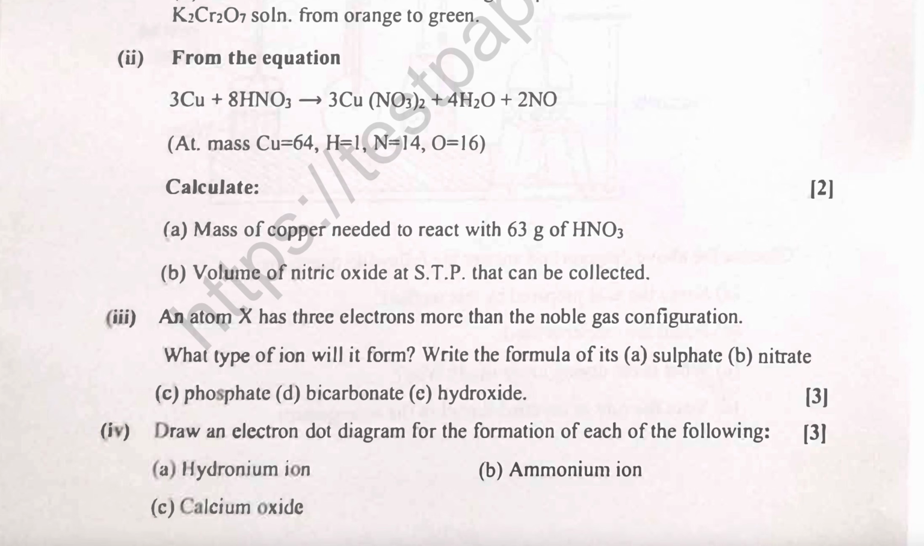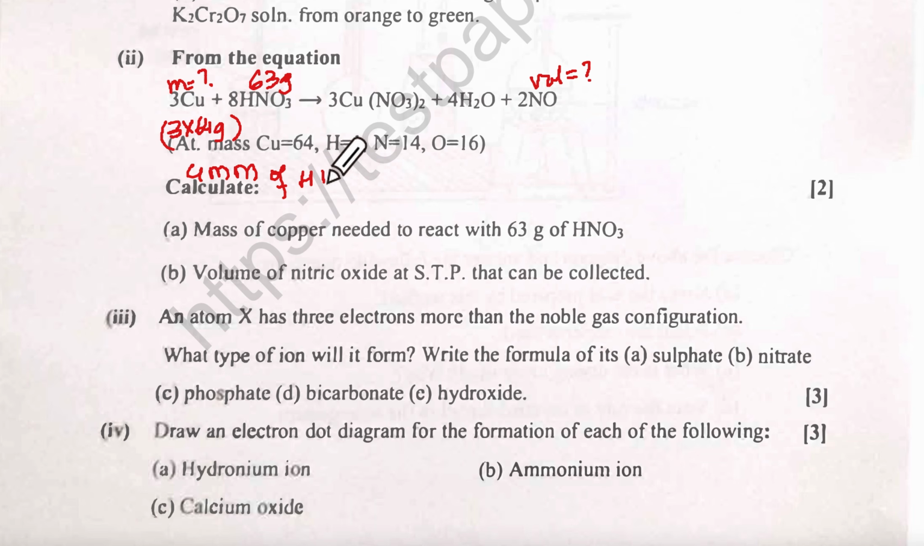How is this? 63 grams of HNO3. Correct? And they are saying mass equal to question mark, and volume of NO. Only 2 questions are there. What will we need first? This you will write as 3 into 64 gram, HNO3, leave one line, and what you'll say, GMM.